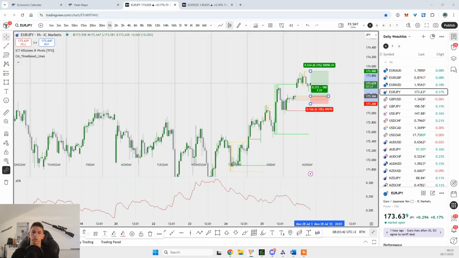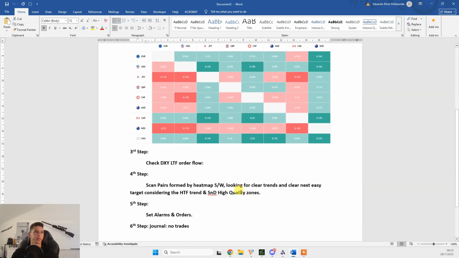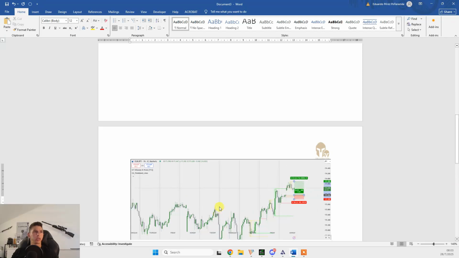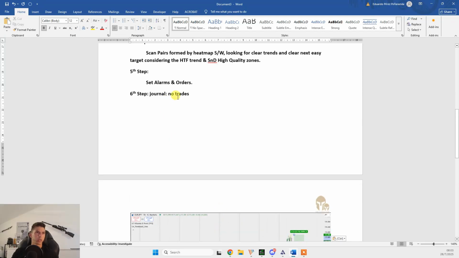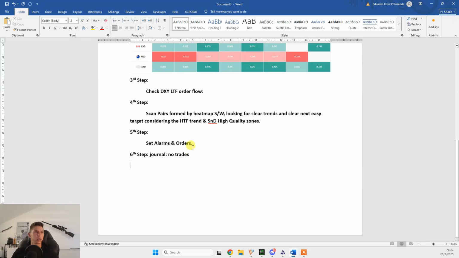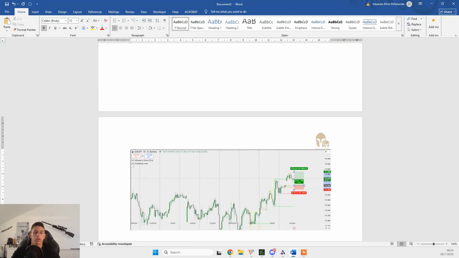This one goes to the daily analysis template, right? Set alarms and orders. We're gonna put there potential. No trades. Sorry guys, this one doesn't go here. EJ order. There you go.